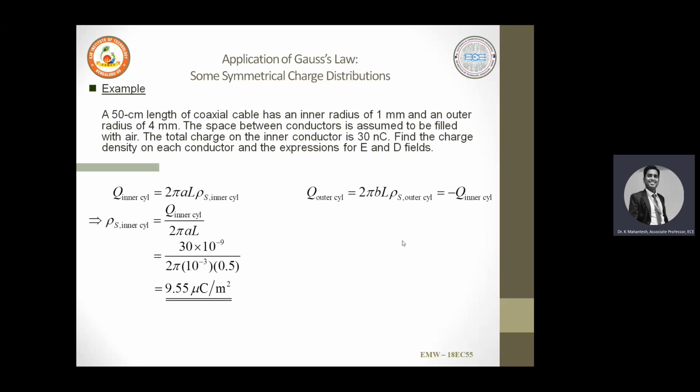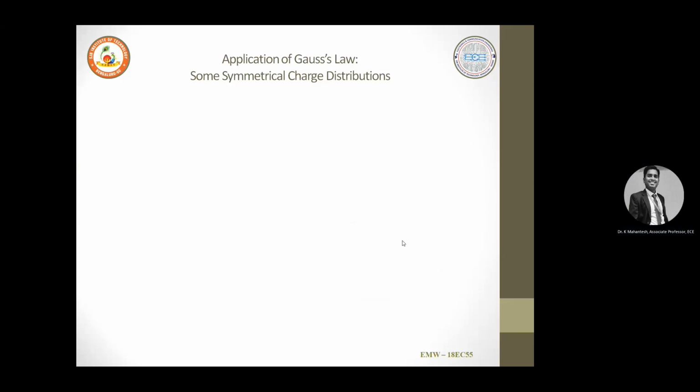Likewise, if we calculate the total charge on the outer cylinder, which will be equal to minus of Q in inner cylinder, we can calculate it as rho s of outer cylinder is equal to minus Q inner cylinder divided by 2 pi bL. Substitute all the data to this equation and you shall get minus 2.39 microcoulomb per meter square.